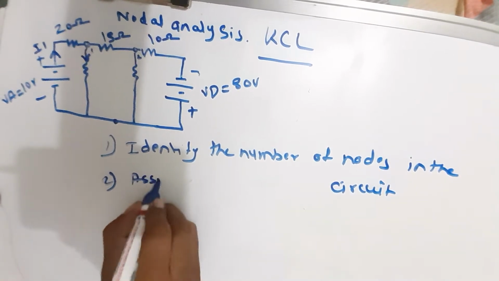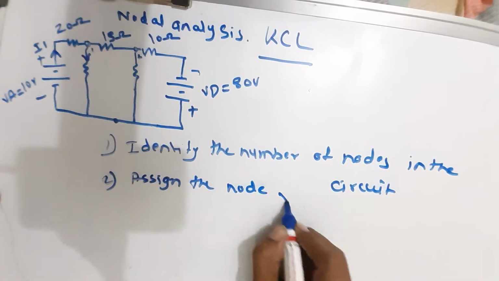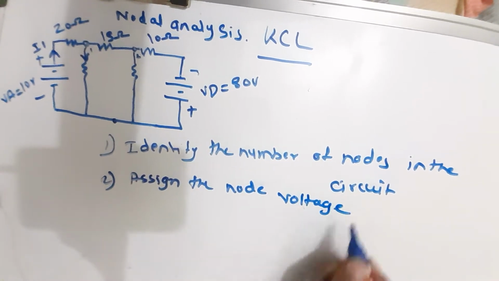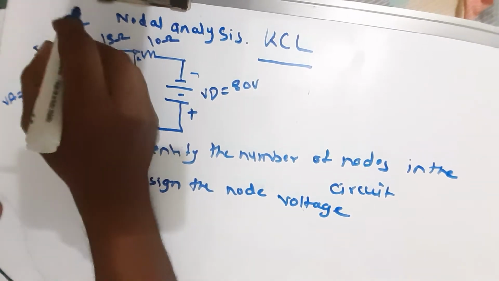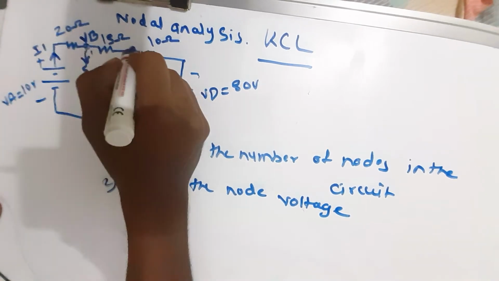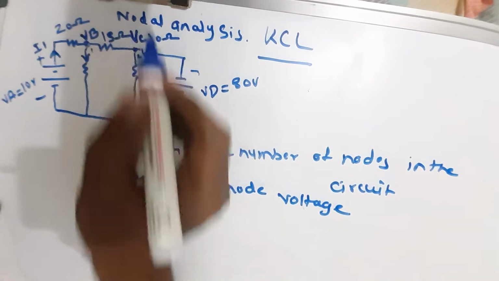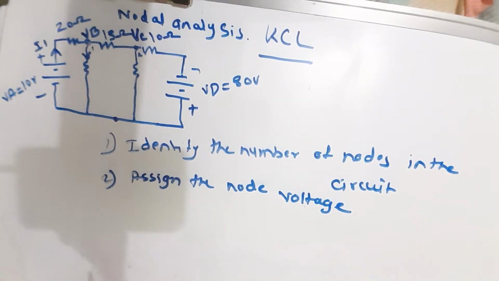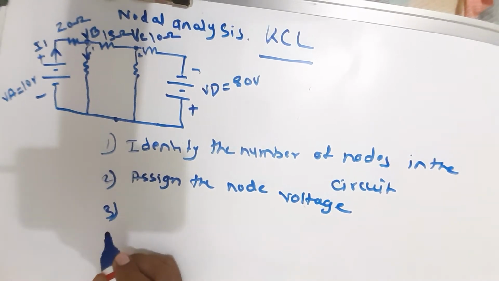Assign the node voltage. Assign the node voltage for this. For this point I have to assign the node voltage as VB, and for this one it will be VC. VB and VC are there. After assigning the node voltage, the third point is what? Mark the direction of current.